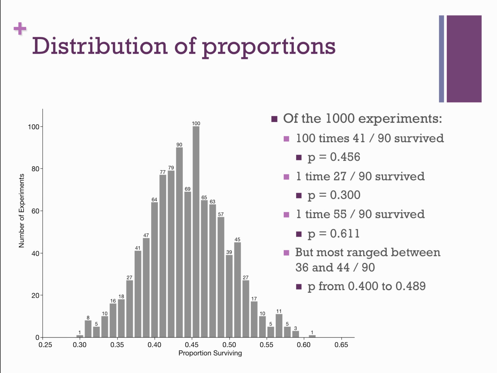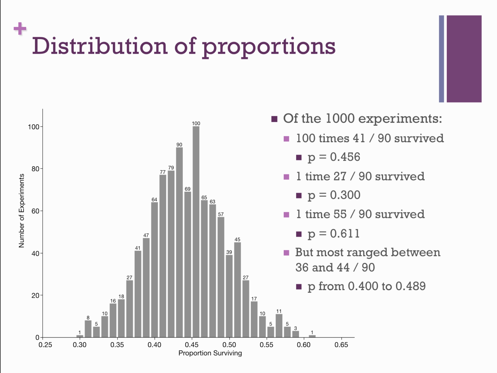This is actually what the distribution of proportions looks like. So you can see the proportion surviving on the x-axis, and on the y-axis, it's the number of experiments that had that proportion surviving. So remember, all the way on the low side, there was only one experiment with 27 survivors, and that was a proportion of 0.3. You can see that little 1 there, right above the 0.3 on the x-axis, all the way on the left. If you go all the way to the right, you can see that one occurrence of 55 people, or a proportion of 0.61. And then in the middle are all the options that we have.